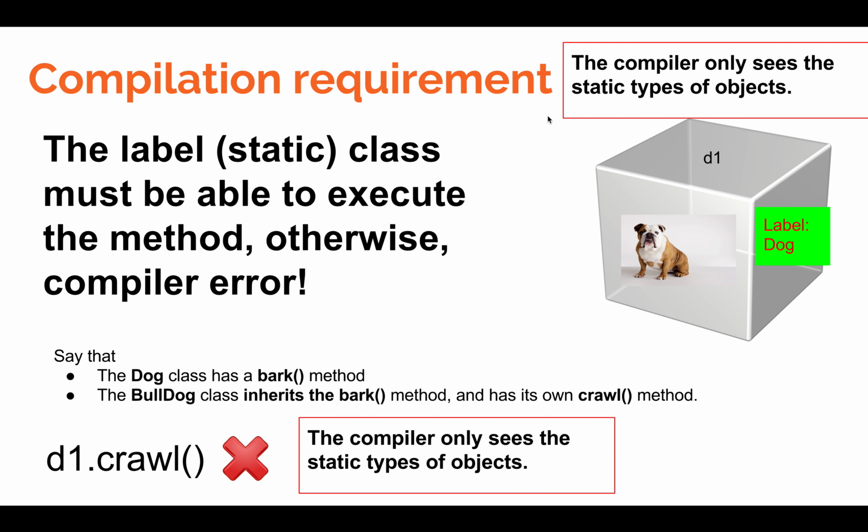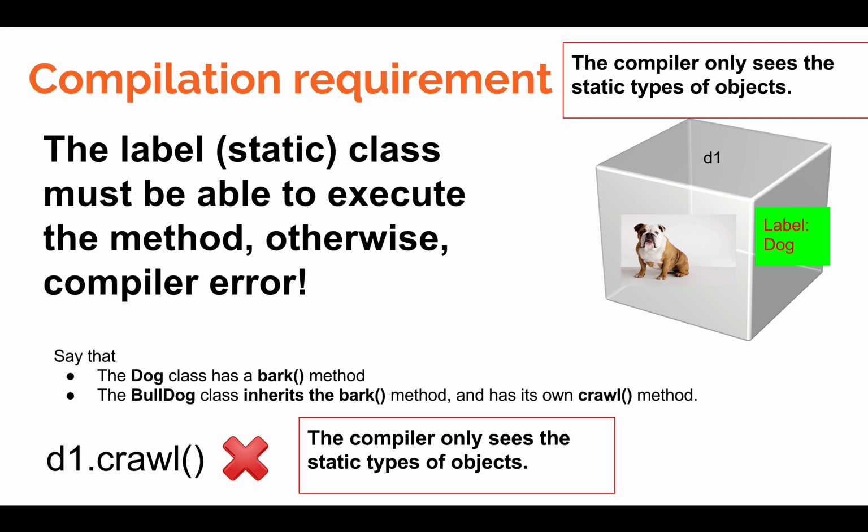I put that there again. Yes. Was the compile time error before you called crawl, or when you first initialized the object? Well, of course, this initialization would work, right? We saw earlier that inside a box labeled dog, you can put a bulldog. So the initialization itself is not the problem, right? When you call the crawl method, though, the compiler says, hey, wait, this dog doesn't have a crawl method. You can't call this method, so it fails to compile at that line. Okay. Right? Is that clear? So it doesn't compile all the way. It fails as soon as it sees this line.